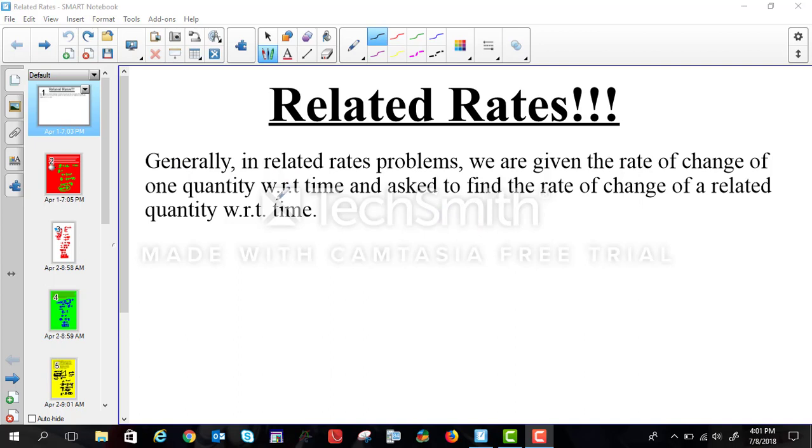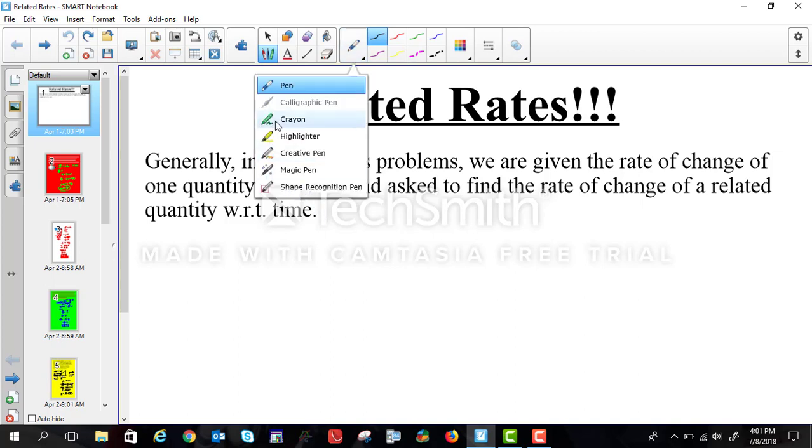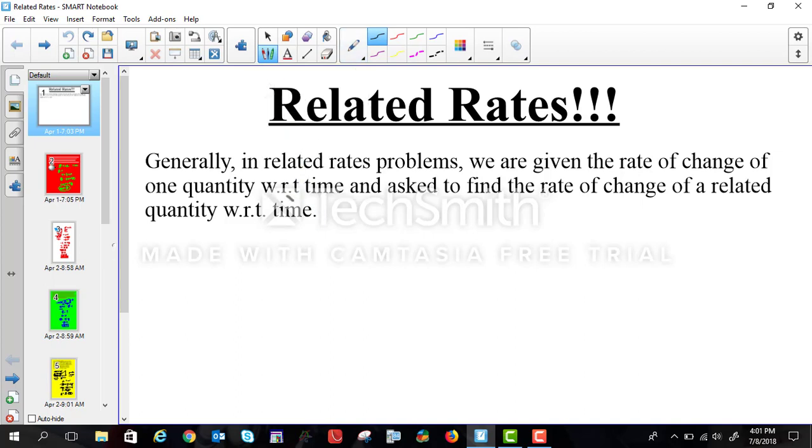And this WRT just stands for with respect to. We'll just write it in, just so you know what it means. And essentially what we're going to do is take the derivative of a relationship, so that's the related part, of one variable to another.